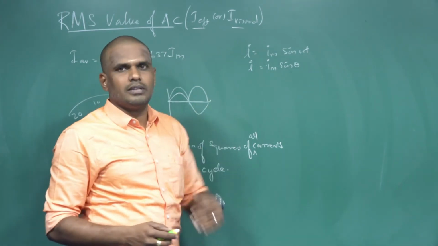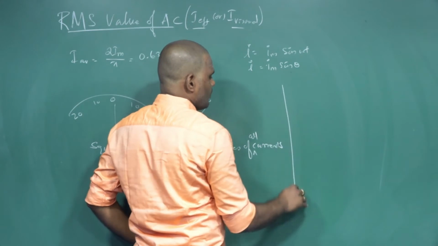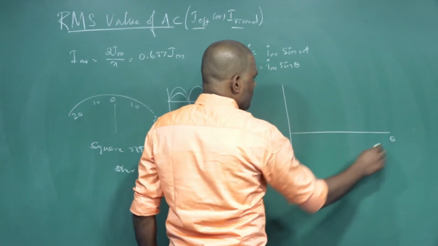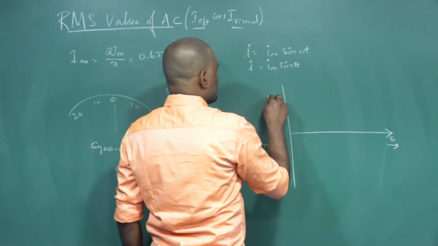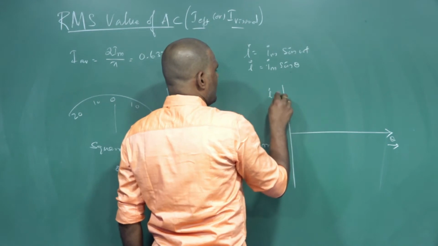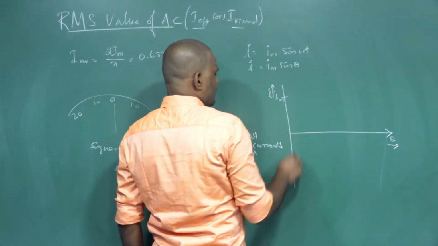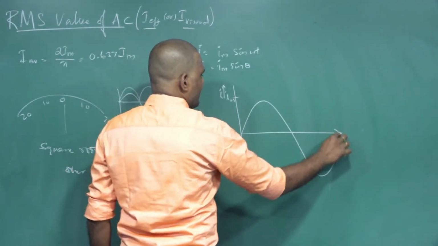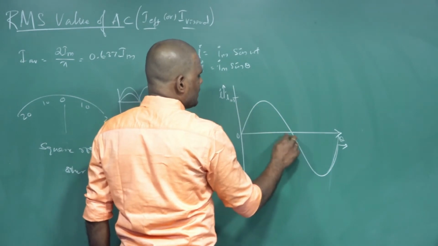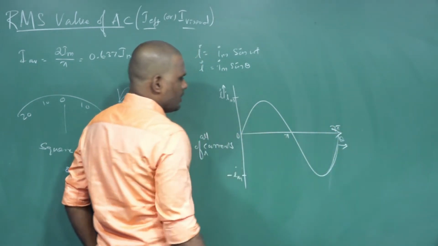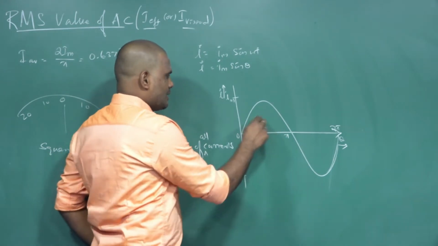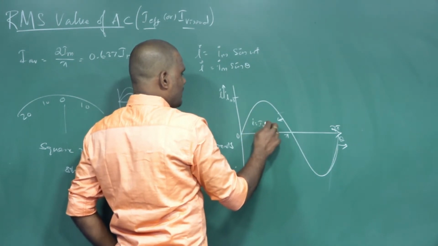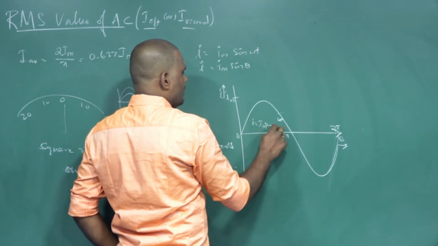So I can show it with the waveform here. Let us say this is the waveform. This is theta. Theta is taken along the x-axis. Current is taken along the y-axis. Positive maximum is Im. Negative maximum is minus Im. I can show you the alternating current over here for one complete cycle, 0, pi, 2 pi. So for one complete cycle, this is the alternating current, which I can represent as I equals I naught sine theta, or Im sine omega t.